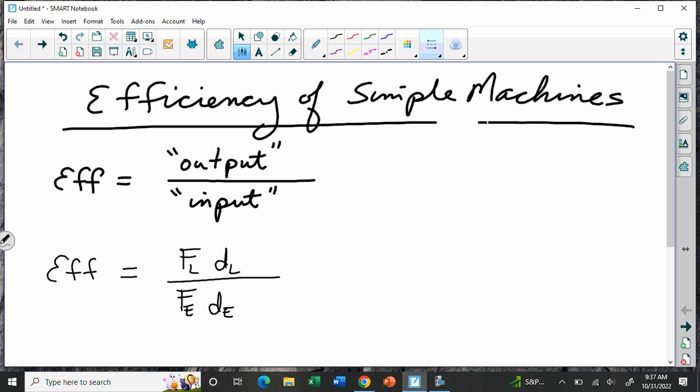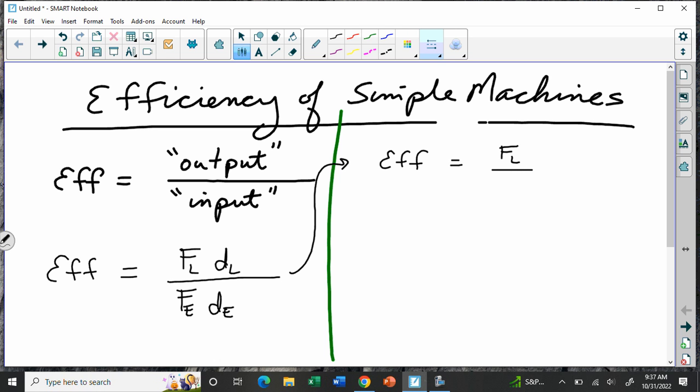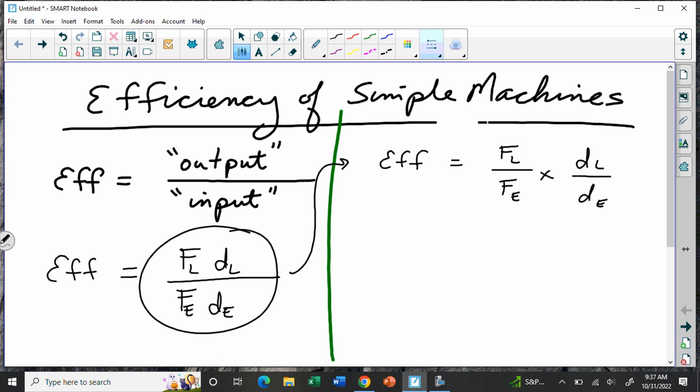Now, I'll just jump over here. I'll put a little line down the middle, and we'll jump over to the other side. So then my efficiency is, what are these things equal? Well, it's actually FL over FE. I could break that apart into two fractions, can't I? Times DL over DE, the load distance over the effort distance. That is the same thing as what I've written over here, just pulled apart as a multiplication. So I didn't change anything.